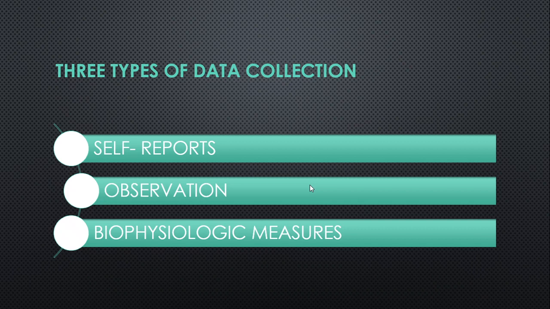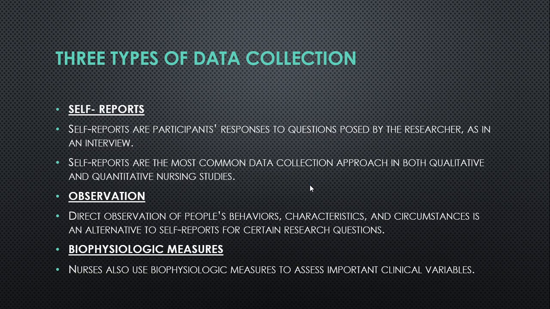Okay, so what are the three types of data collection? We have the self-report, observation, and lastly, the biophysical or biophysiologic measures. Okay, what is the difference of the three? Self-reports are participants' responses to questions posed by the researchers, as in an interview. It can be in the form of a questionnaire or in the form of an interview. Self-reports are the most common data collection approach in both qualitative and quantitative nursing studies.